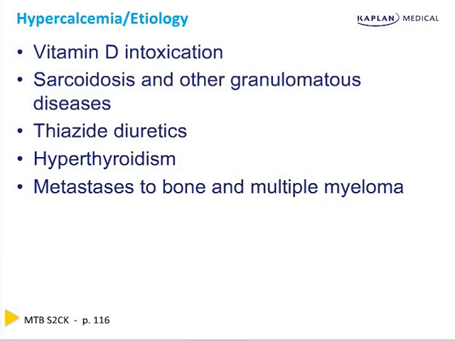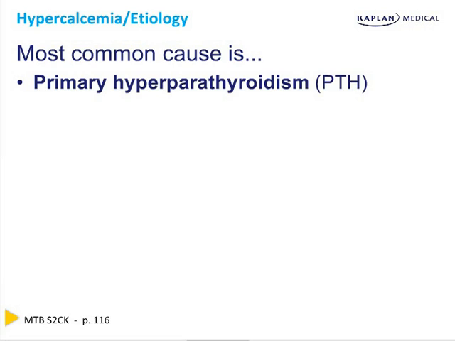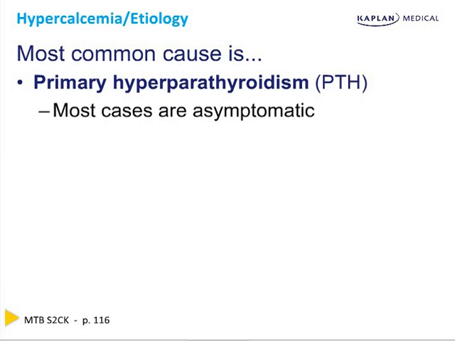Metastasis to bone and multiple myeloma. Well, multiple myeloma certainly has a very clear mechanism of activation of interleukins, which also melt away bone with osteoclasts. Metastasis to bone is simple bone destruction. And the winner for the most common cause of hypercalcemia is primary hyperparathyroidism. And the reason that this is by far the most common is that most cases simply are asymptomatic.